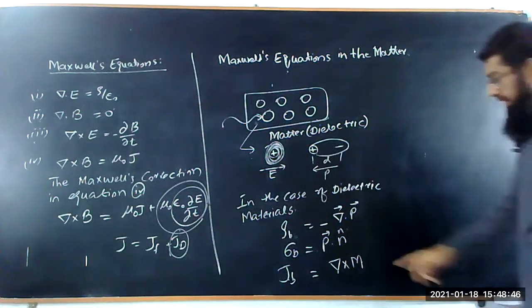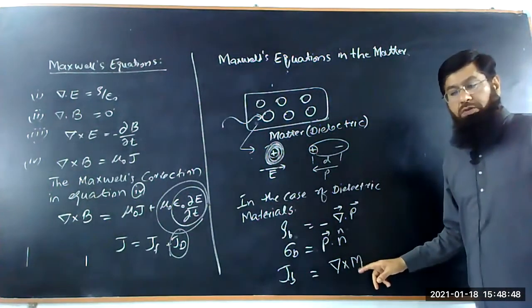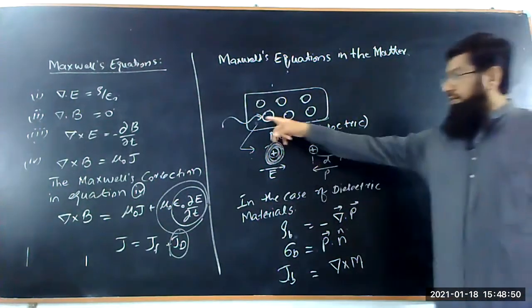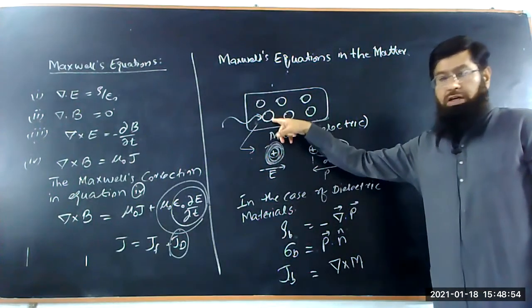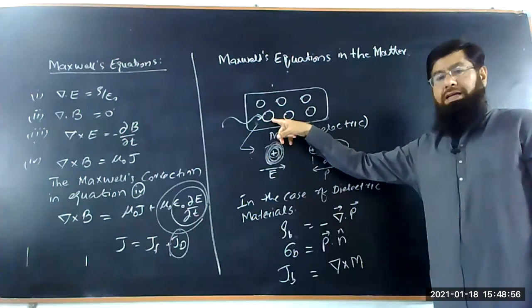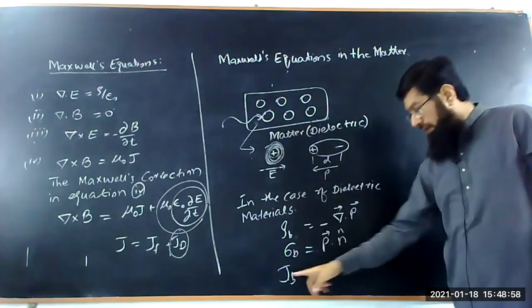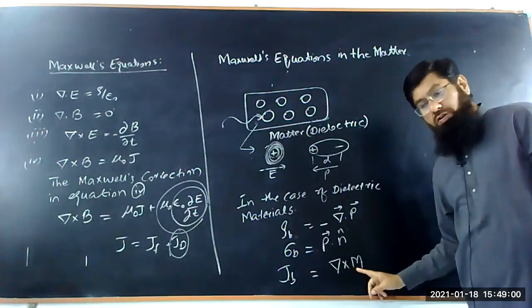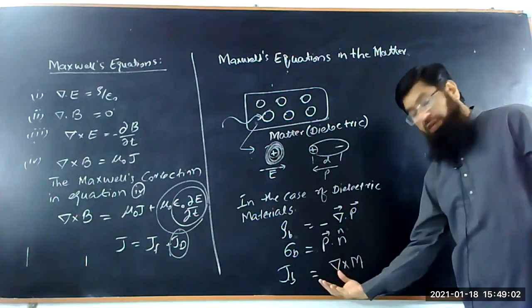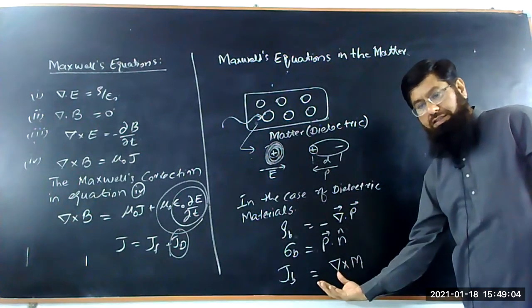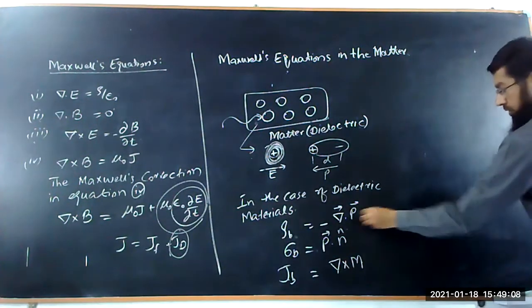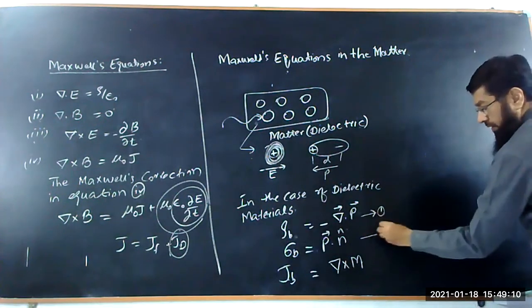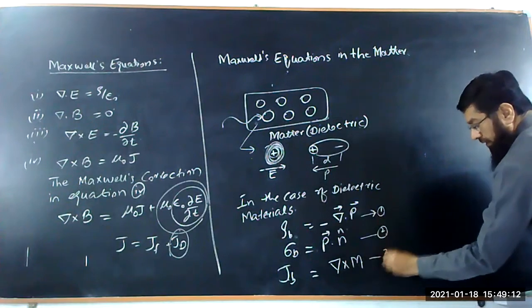It means this M is the magnetic dipole moment, because we have a current also. So due to the moving charges, there is also a magnetization effect. So here J of B is equal to curl of M, which we have discussed in chapter number 6. So these are the three basic equations here: number 1, number 2, number 3.